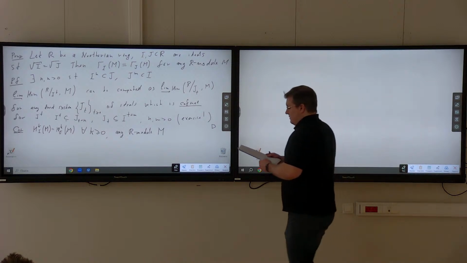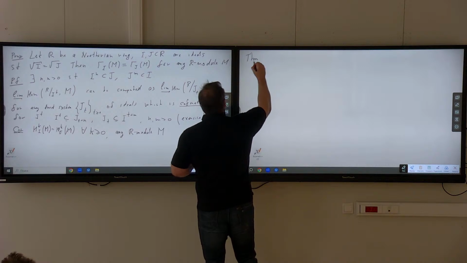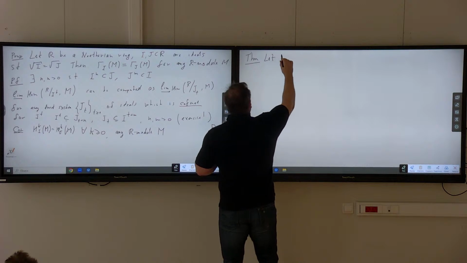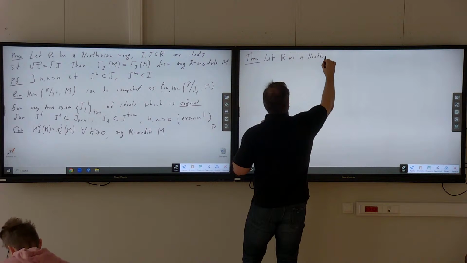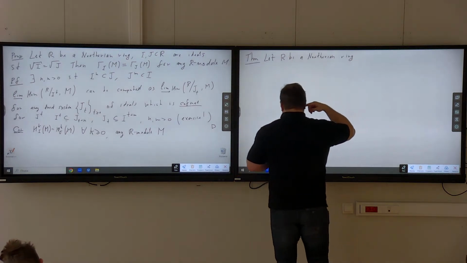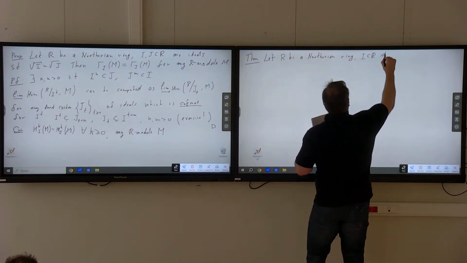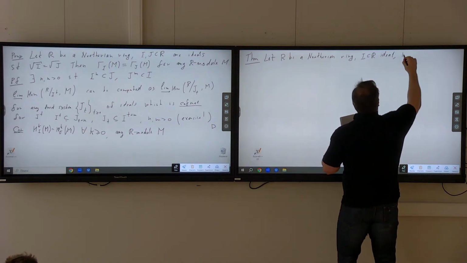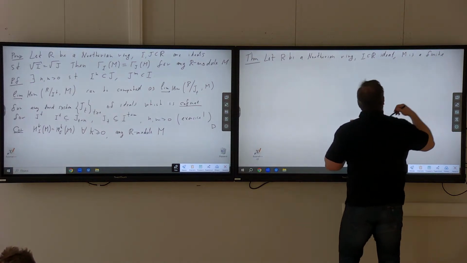Now I think this is the first non-trivial theorem. So let R be a Noetherian ring. Well, I have some ideal as usual, and M is a finite R module.